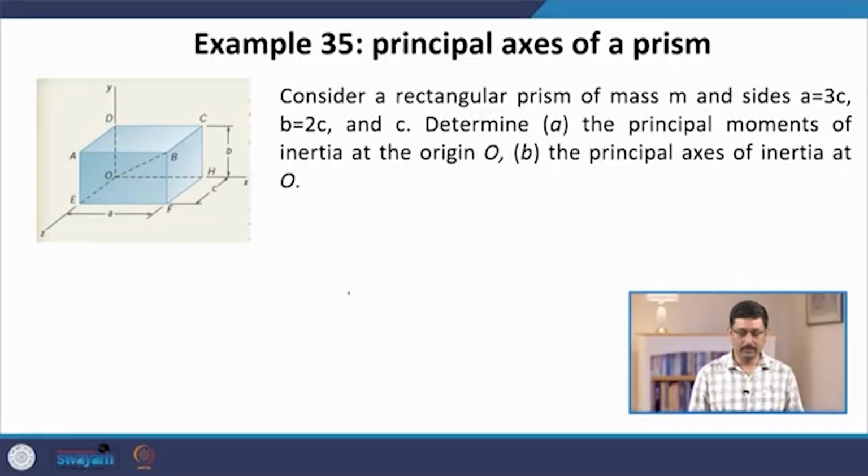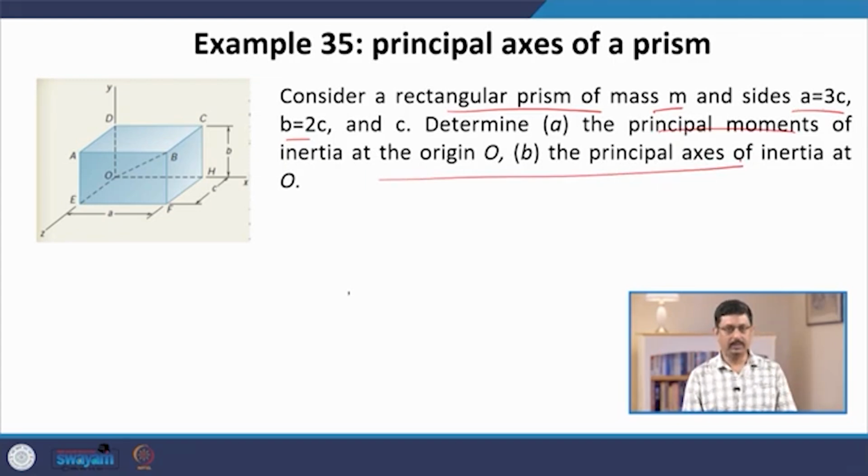Last lecture we discussed a very interesting concept called principal axis of rotation. So, let us start today's lecture by considering an example. Again we take the same example of this rectangular prism of mass m with different sides A, B and C. Now, it is given that A is equal to 3C and B is equal to 2C, and the question is to determine the principal moments of inertia and the principal axis of inertia about the origin O.